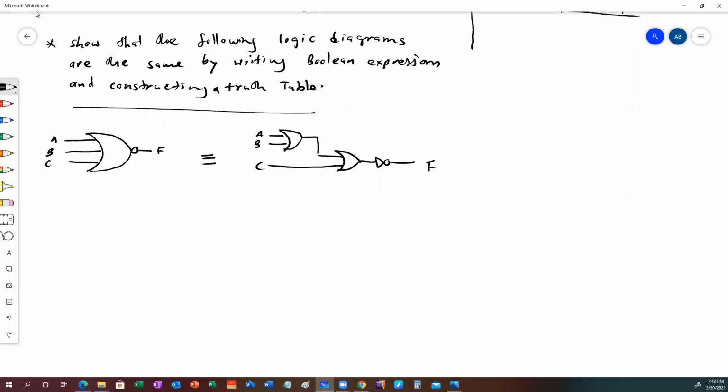I try to do it. What is the logic expression? In the case of the first one, what is the logic expression? A OR B OR C, full bar. A OR B OR C, full bar.